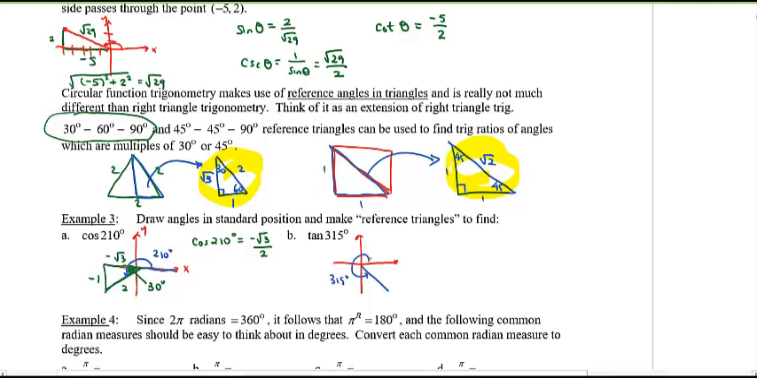Find the reference angle. Draw your triangle. Make sure you put negatives where it's supposed to be negative. And tangent is defined as y over x. So y over x, that's right. The answer is just -1. Cool.